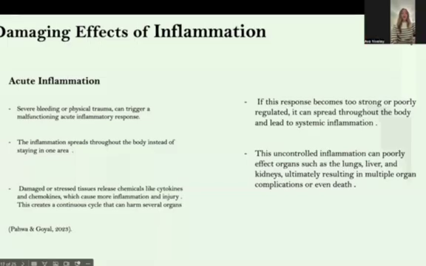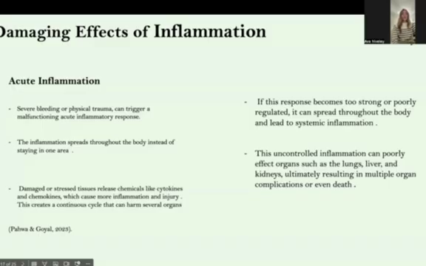Now we're going to be talking about the damaging effects that inflammation can have on the body. For acute inflammation, there can be severe bleeding or physical trauma that can trigger a malfunctioning acute inflammatory response. The inflammation spreads throughout the entire body instead of staying in one particular area. Damaged or stressed tissue release chemicals like cytokines and chemokines, which cause more inflammation and injury. This creates a continuous cycle that can harm several types of organs in the body.